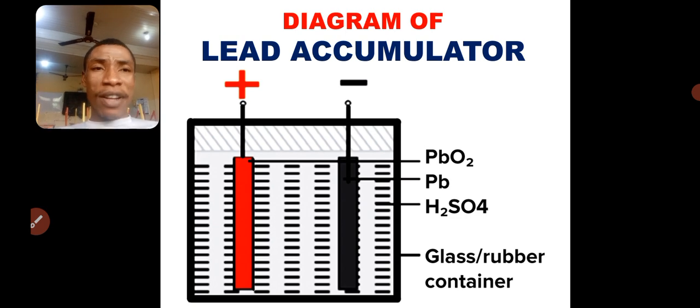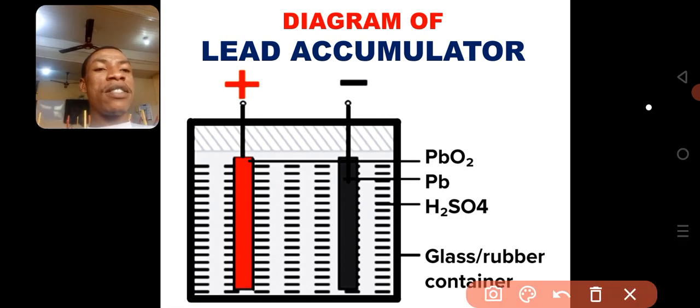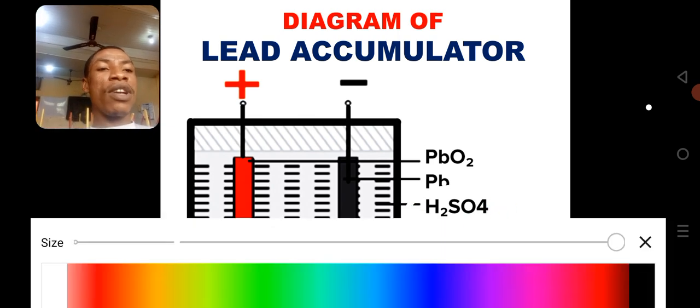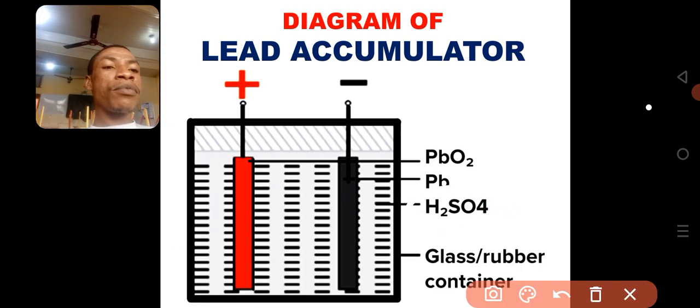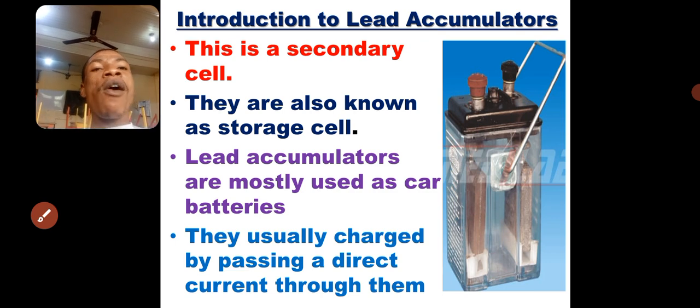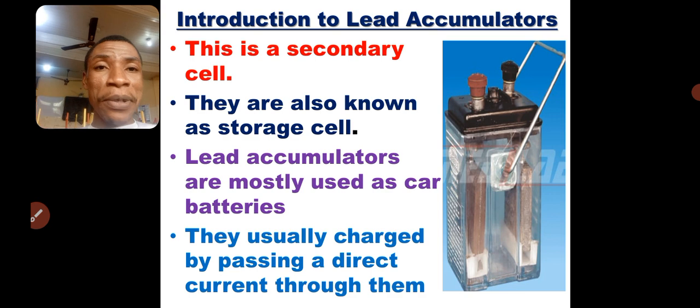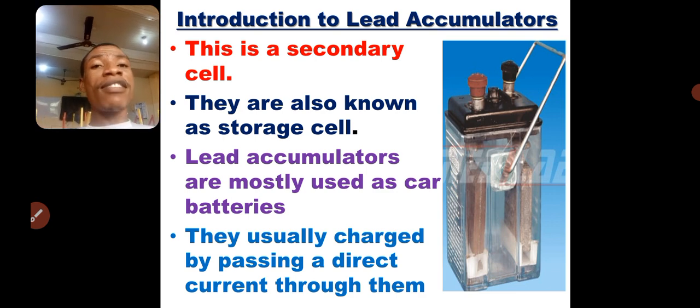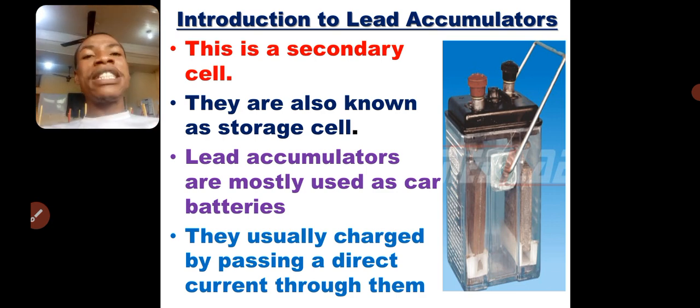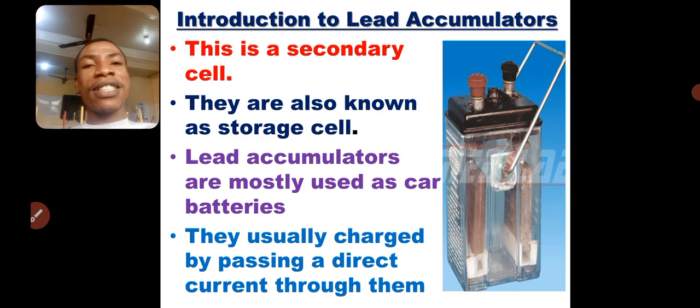For the diagram of the lead accumulator, the electrodes are made of lead and lead-4 oxide, and then the electrolyte is made of dilute H2SO4. Like we said before, the lead accumulator is a secondary cell. You can also call it a storage cell. They are mostly used in car batteries, and they run down after some time. So to recharge them, you pass direct current through them.